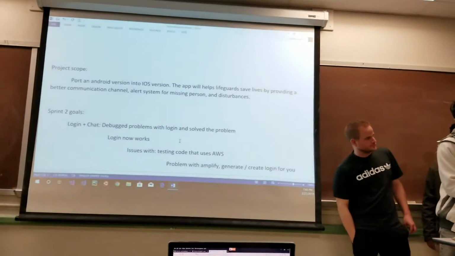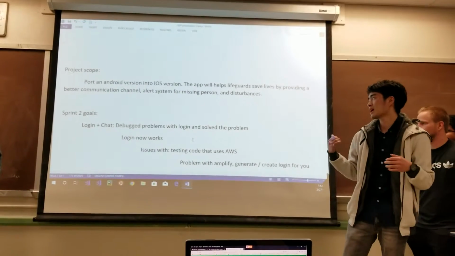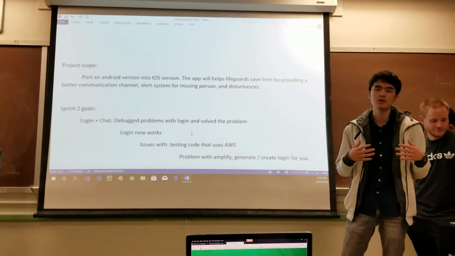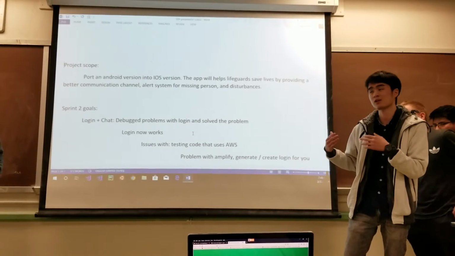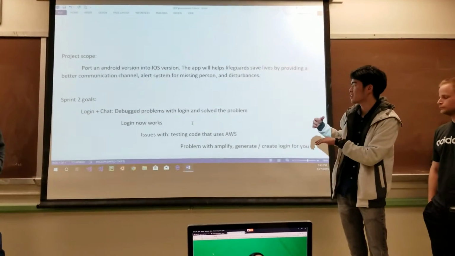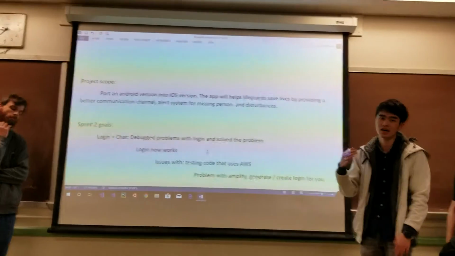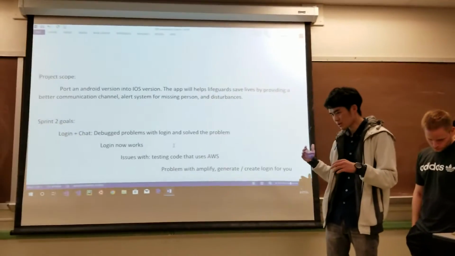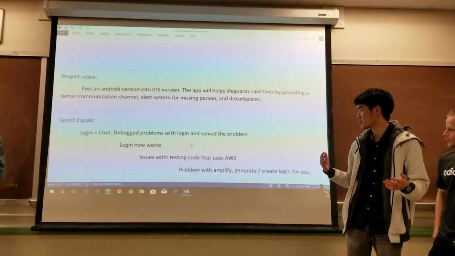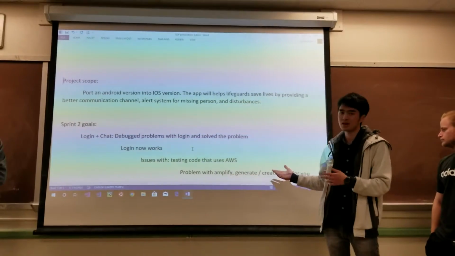So the project we started is basically trying to get the Android version to iOS, and if time allows after the basics are completed, meaning everything that works on Android now works on an iPhone, we proceed to upgrade the application for the sponsor. For this sprint, we have solved the problem with login working, but we're running into issues testing code. We don't really know how to test code that interacts with Amazon Web Services, which we already get a response from, and we're working on it right now, but we still need some help. We're also running into issues with Amplify, for the login part also.